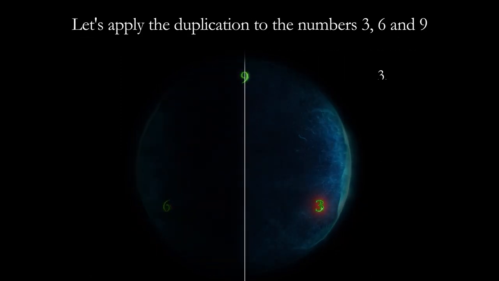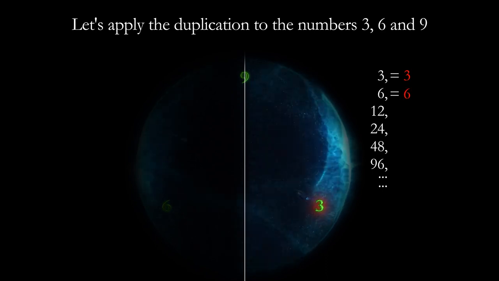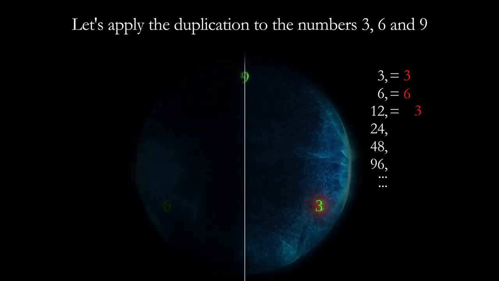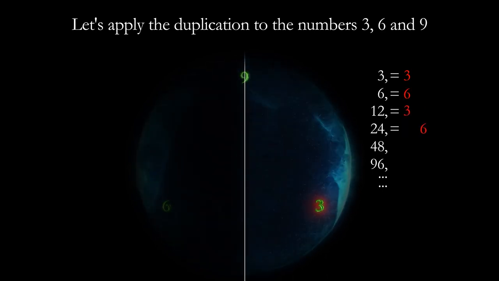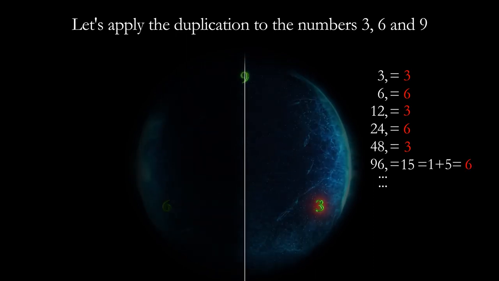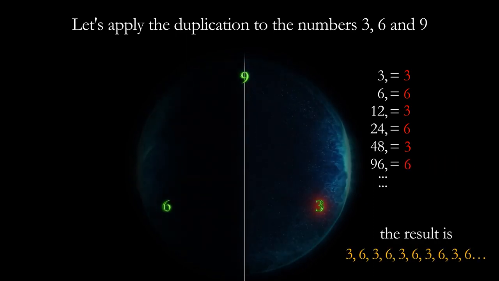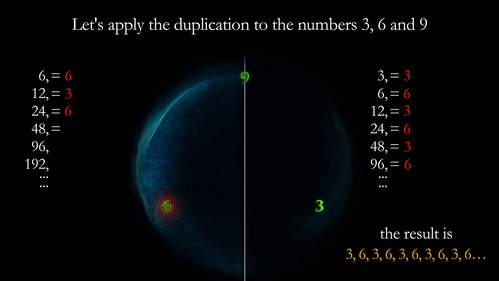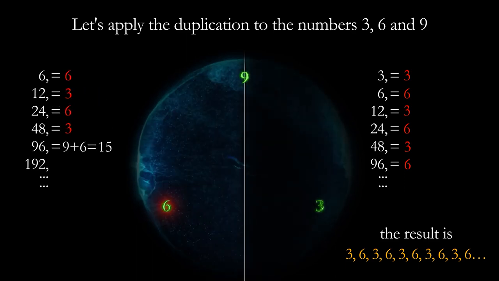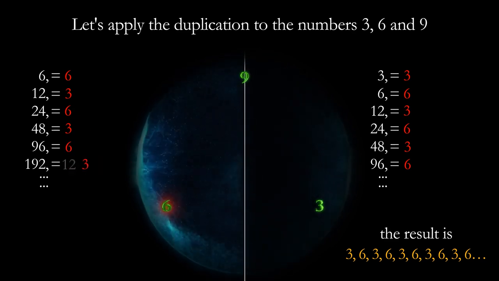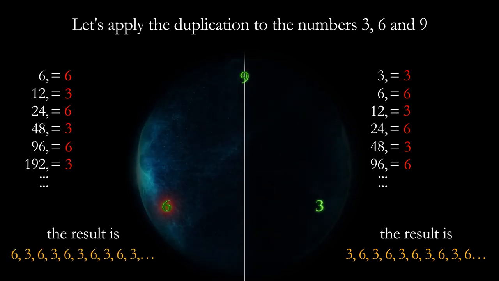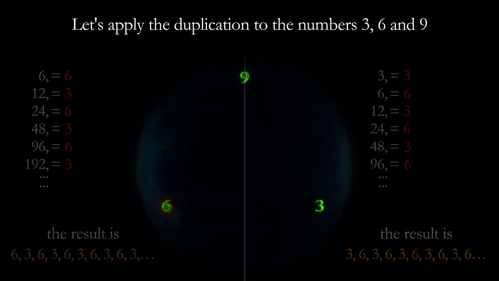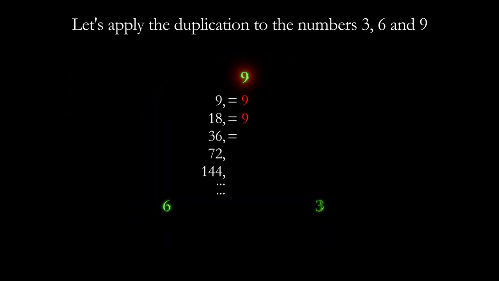Let's apply the duplication to the numbers 3, 6, and 9. The result is 3, 6, 3, 6, 3, 6. The result is 6, 3, 6, 3, 6, 3. The result is always 9.